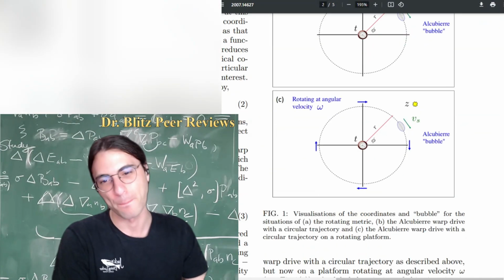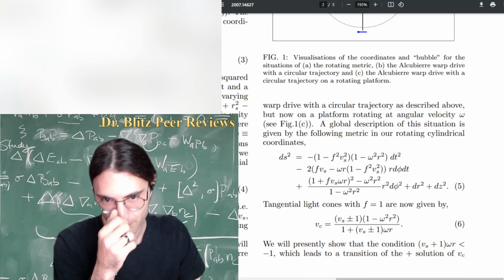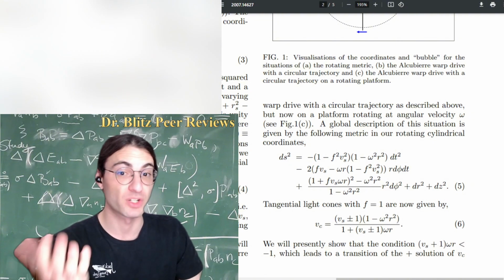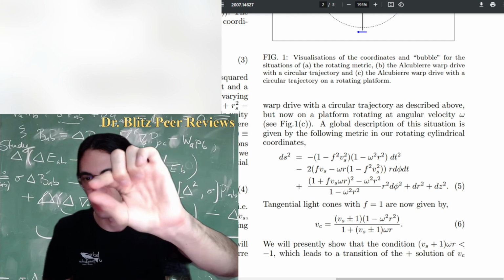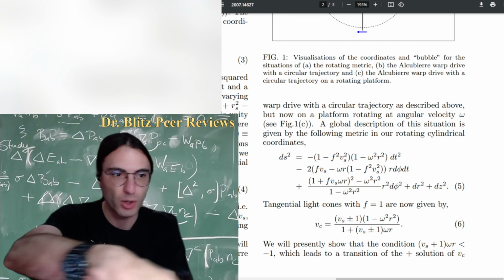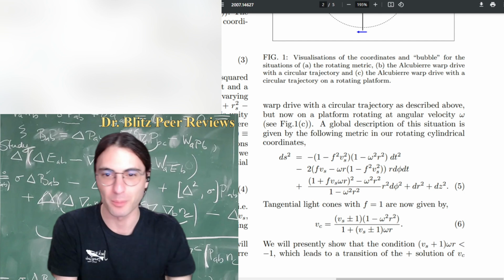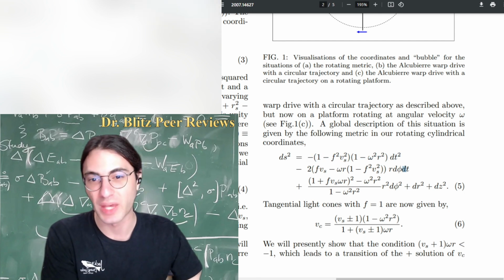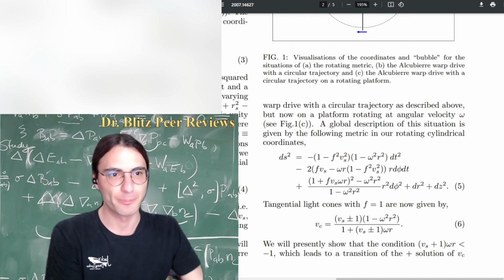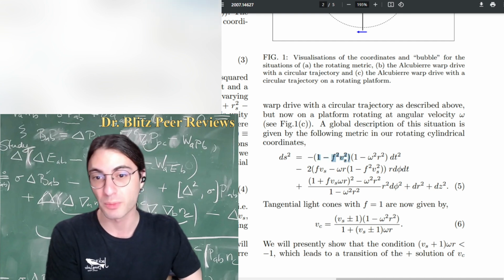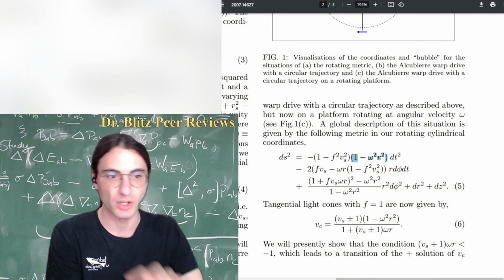So, what do they have to say about this? A global description of this situation: you have a warp bubble, a warp drive, going in a circle while sitting on top of a rotating platform. The metric looks like this. We have two terms for the dt squared term. This is how the time is warped. We have two terms contributing here. One is from the warp drive, and one is from the rotating coordinate system.